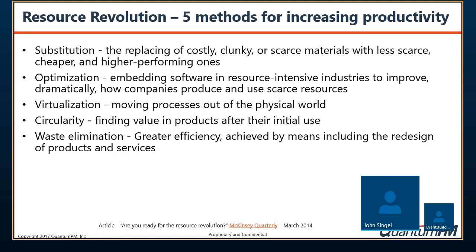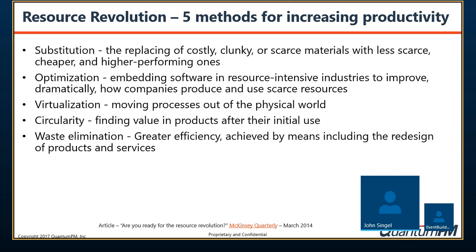A couple of methods for increasing productivity. This is substitution. Essentially, what you want to do is replace costly, clunky, and scarce materials with less scarce, cheaper, and higher performing ones. This is something every organization needs to do: think about how things are delivered, challenge your delivery models, challenge your business models, and understand, is this the most effective way to do this? Are there cheaper and higher performing technologies and capabilities that are out there?